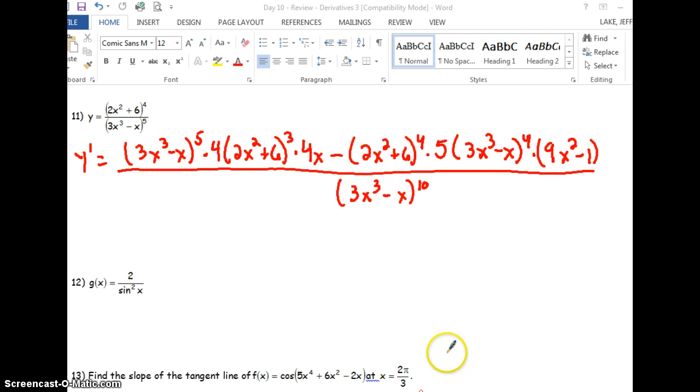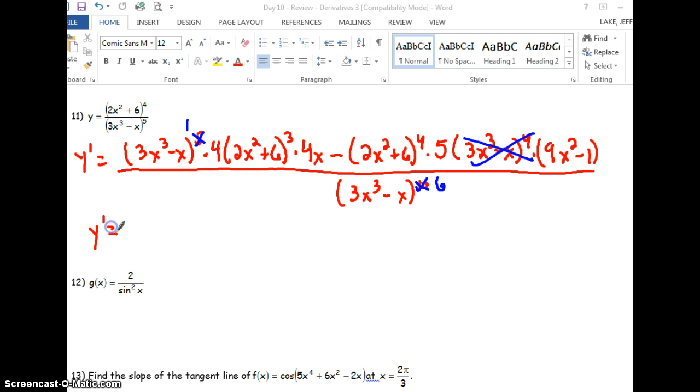So again, just like we did in the previous problems, we're going to look through. We're going to see what we can reduce. I have 4 (3x to the third minus x)'s here. I get rid of those 4. Those 10 can become 6, and this 5 can become a 1. And then really it's just a matter of combining like terms.